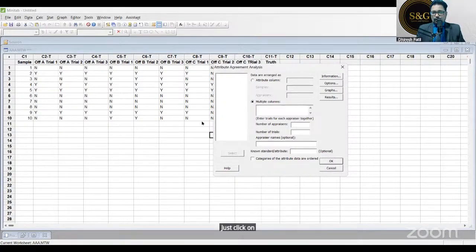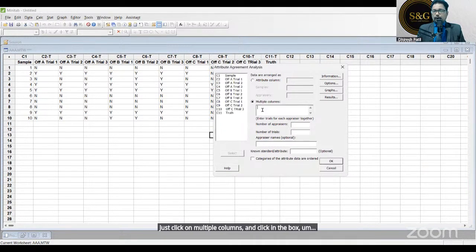Just click on multiple columns and click in the box below that. So you will get all the columns which are there on the left hand side. Okay.